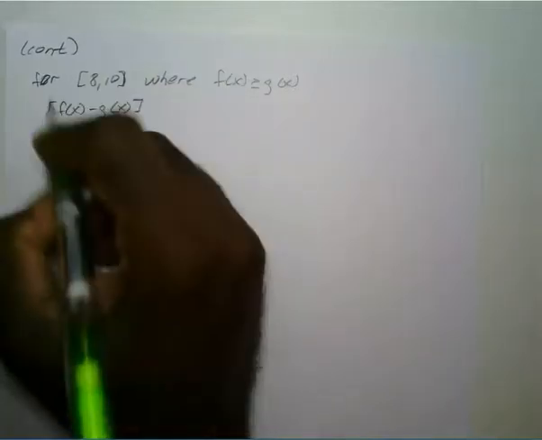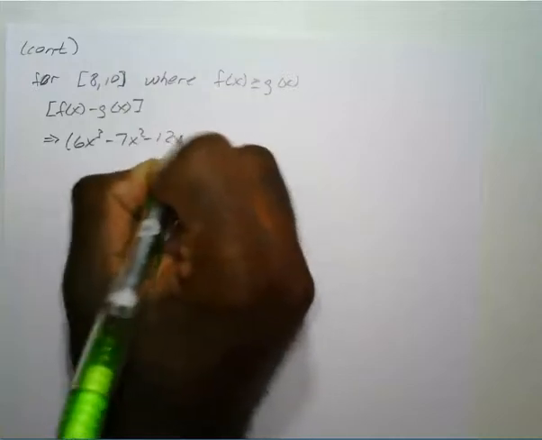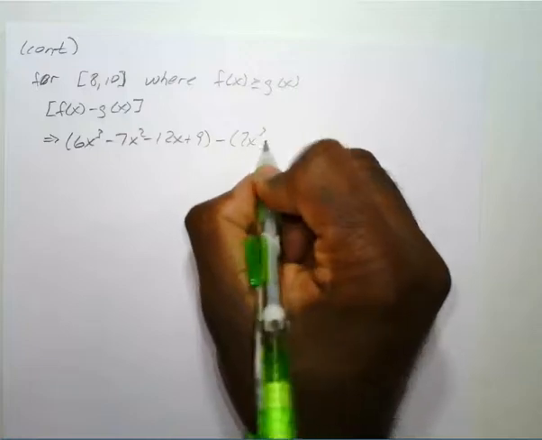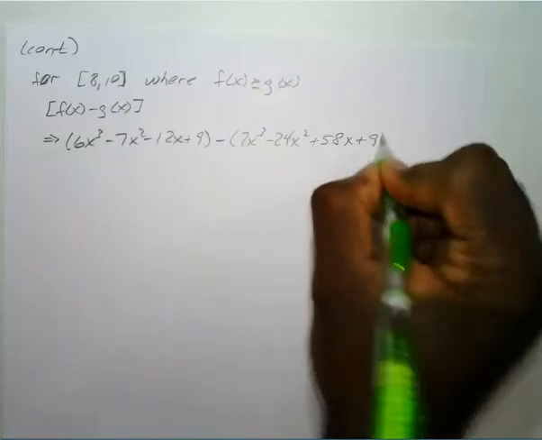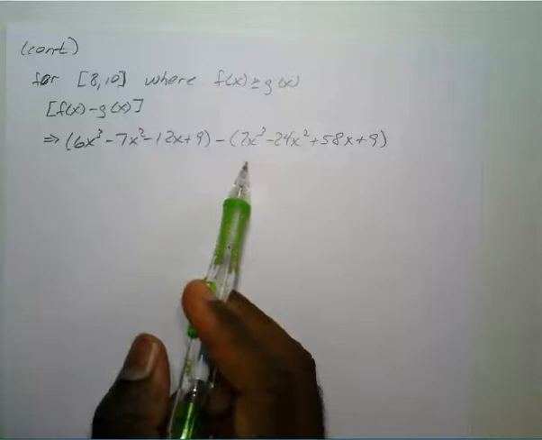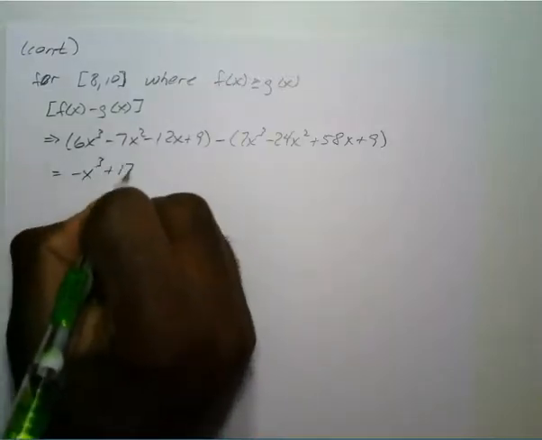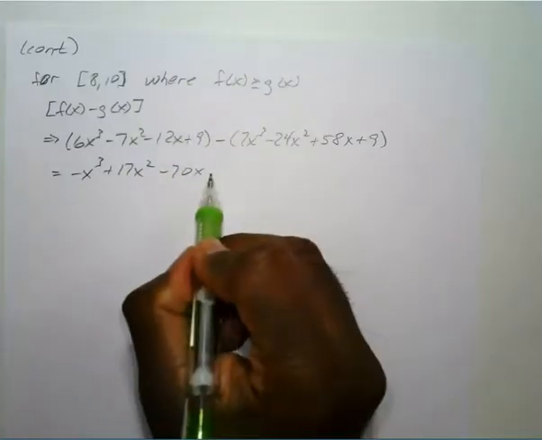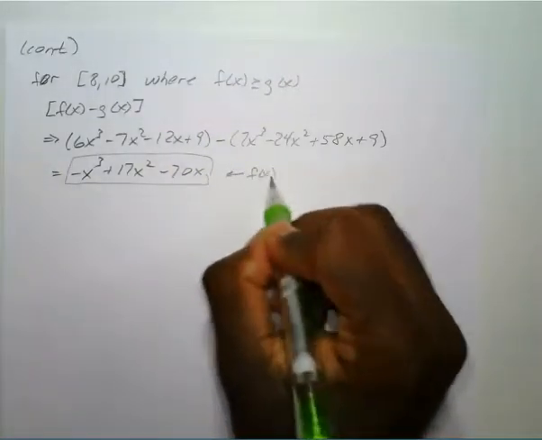My f of x minus g of x is 6x to the third minus 7x squared minus 12x plus 9 minus 7x to the third minus 24x squared plus 58x plus 9. So if we distribute our negative and combine all of our like terms, we end up with negative x to the third plus 17x squared minus 70x. Remember, this is just your f of x minus g of x.